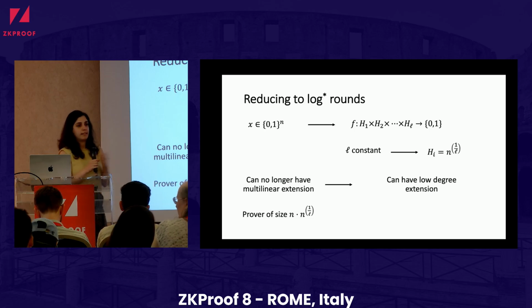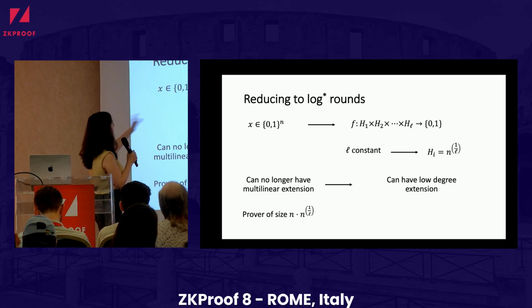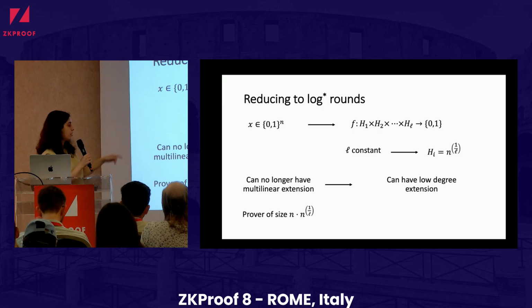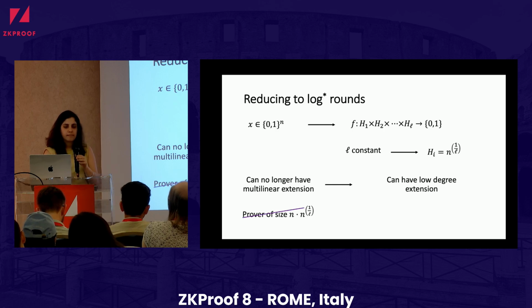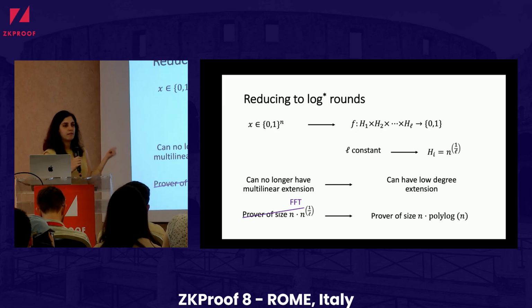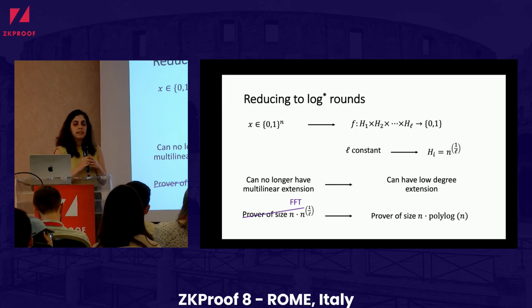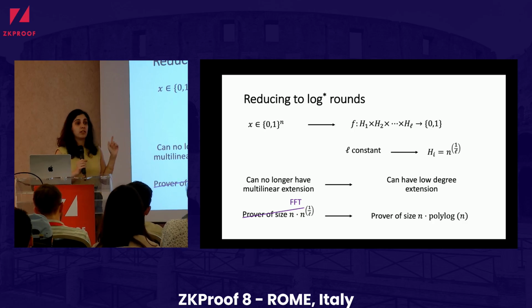The other issue is that even in the first round, the prover size, because of extending the function, has this complexity. But this is if we do it in the trivial way. If we do it in a slightly smarter way using FFTs, then we can get, for the first round or all of the rounds, n times polylog n. Not too bad, but I promised you really a linear prover. So still not good enough. So this is why we can't get constant.